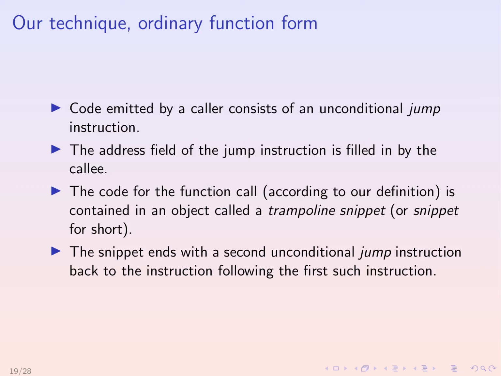Our technique consists of the code emitted by the caller being an unconditional jump instruction, and that's all there is to the call. The address field of the jump instruction is filled in by the callee. And the code for the function call, according to the definition of function call we just talked about, is contained in an object called a trampoline snippet, or just a snippet. And the snippet ends with a second unconditional jump instruction that jumps back to the instruction following the first unconditional jump instruction.